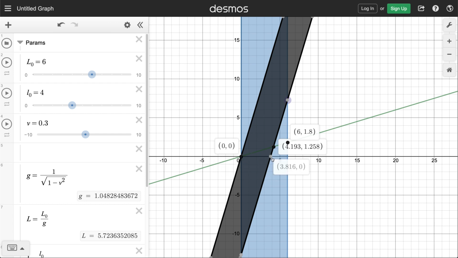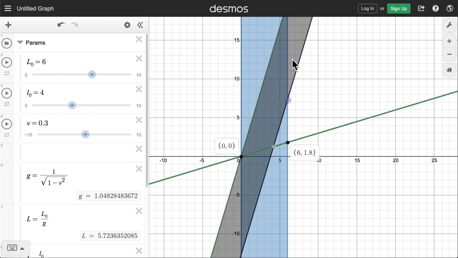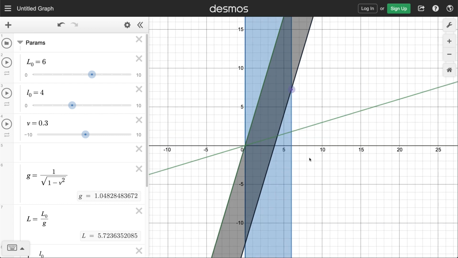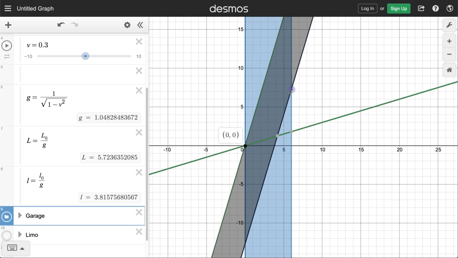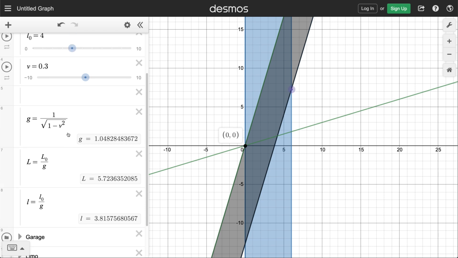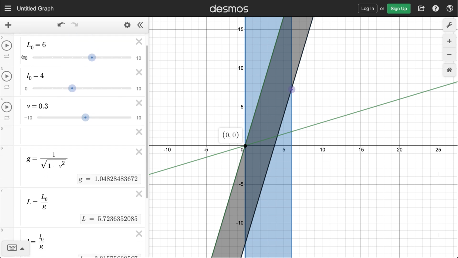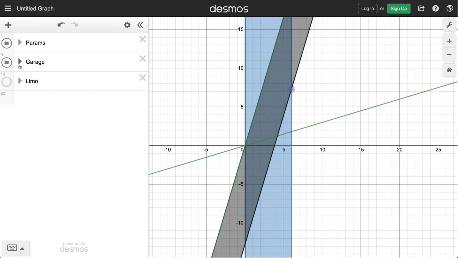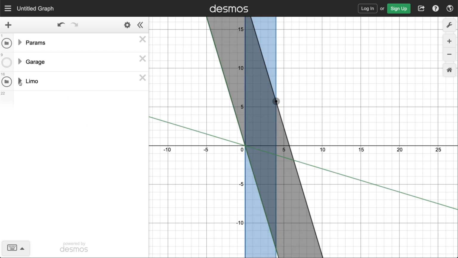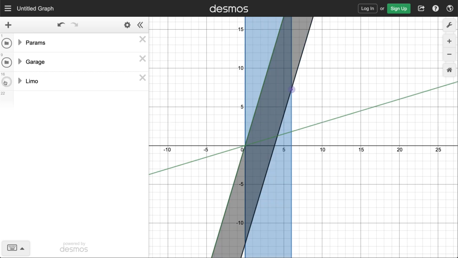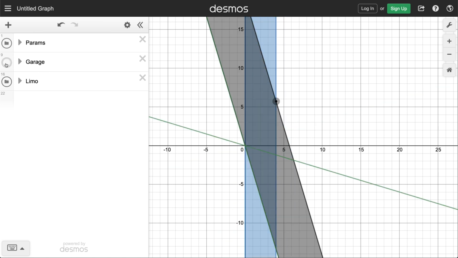So the limo does indeed get contained within the garage at the moment within this frame of reference, and therefore the event A precedes the event B. So let's look at this from the perspective of the limo. I've gone ahead and done that as well here. Here's the limo's frame of reference.